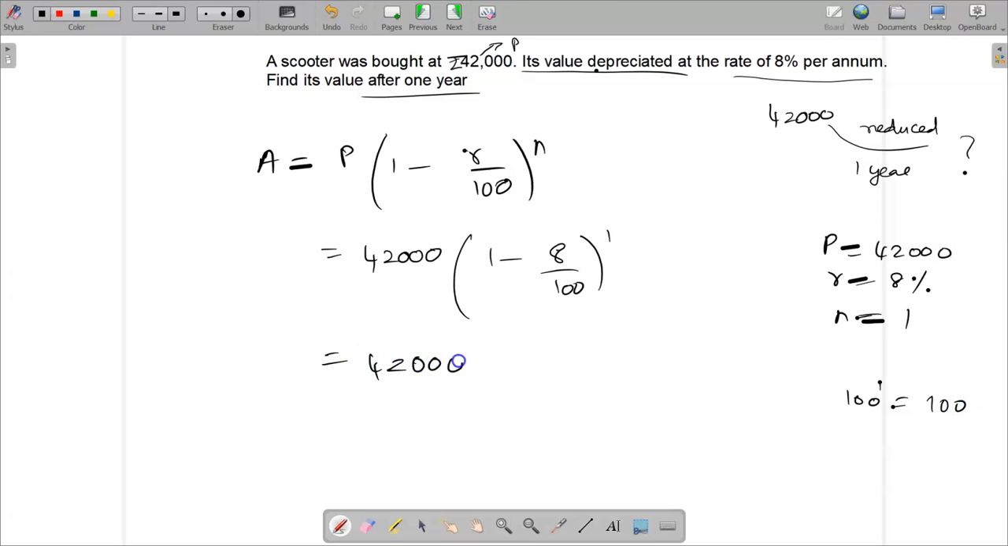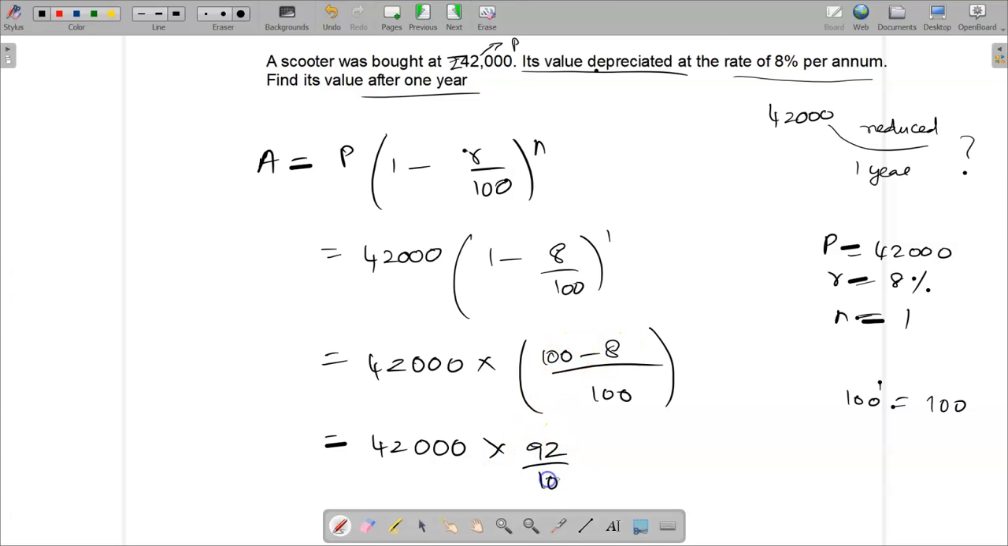So 42,000 into, here the LCM is 100, so 100 into 1 is 100. Anyway, power 1 means the same value, so nothing to repeat there. So 42,000 into 100 minus 8, which is 92, by 100. The zeros get cancelled, so we have 420 into 92.